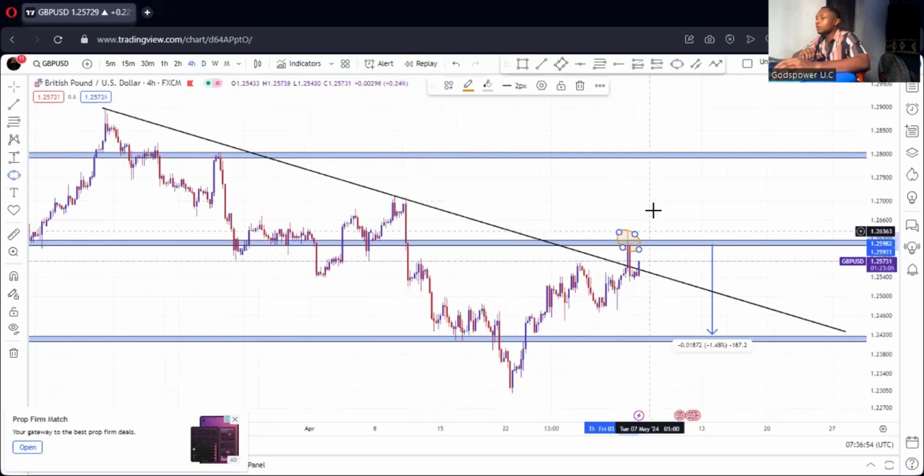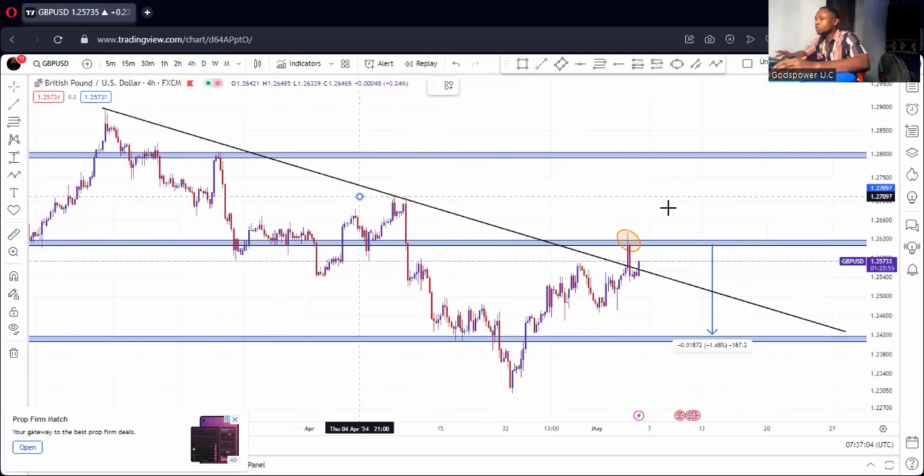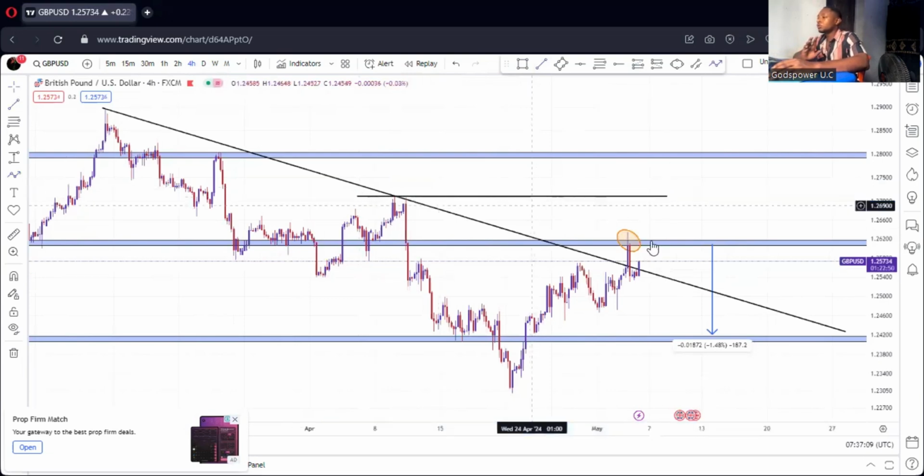Although the market is pushing a bit up this Monday morning, I'm expecting the market not to break this zone. The market should not break this zone above here. This is my resistance zone above here. The market should not break it. So the market might still come up, dance a little bit around this zone, then drop.